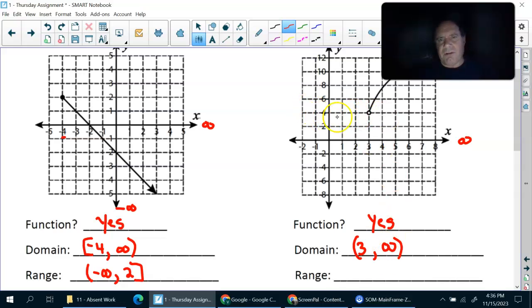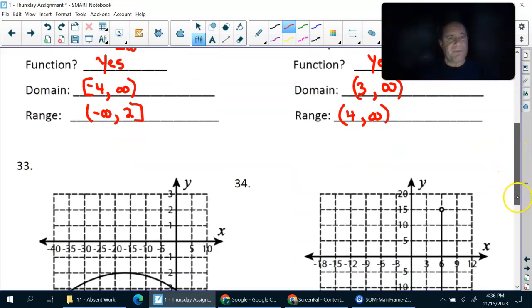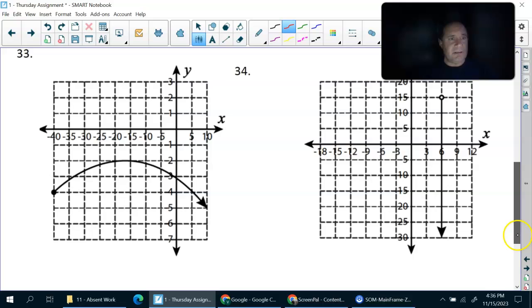The lowest part of the graph is 4. It's an open circle, so it's a parenthesis. And then the highest point of the graph continues on forever, so that is positive infinity. Remember, this denotes positive infinity if it goes on and on forever in an upward direction.